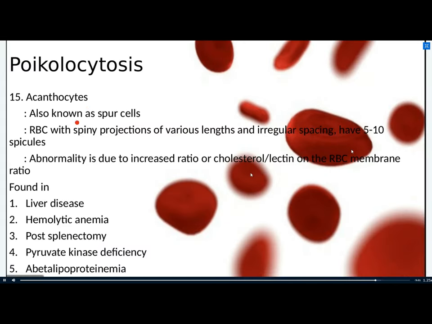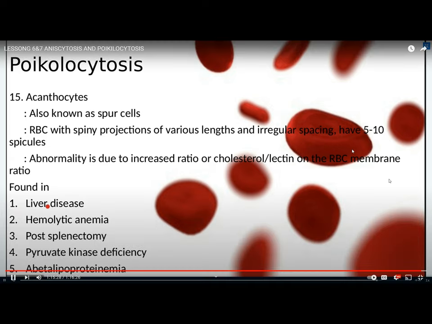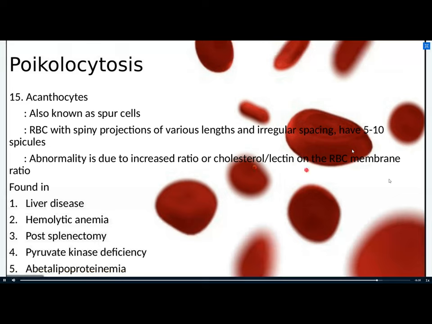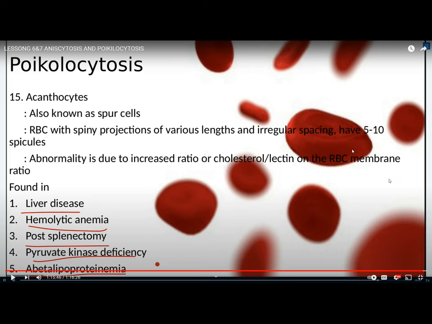Another one would be your acanthocytes. Now they are also known as your spur cells. They are RBCs with spiny projections of various lengths and irregular spacing. Have 5 to 10 spicules. Abnormality is due to an increased ratio of cholesterol to lecithin on the RBC membrane. Found in liver disease, hemolytic anemia, post-splenectomy, PK deficiency, and abetalipoproteinemia. Please copy.